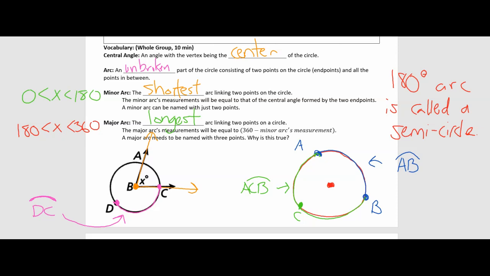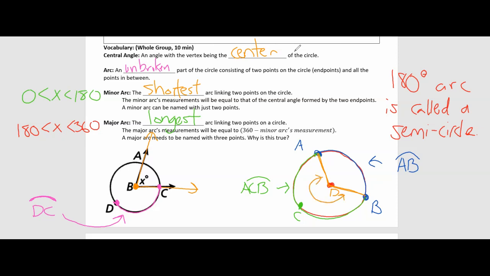Last thing is finding measurements of arcs. So arcs can have measurements just like angles can. And just like we talked about with angles, right, if I was to think about, let's say I draw some angles here. So we'll call this angle, we'll name it, we'll have D. So I have angle ADB, and I have the reflex angle ADB, right? That would be this angle right here.